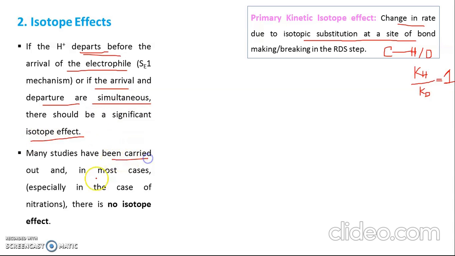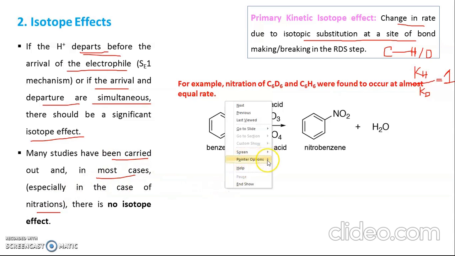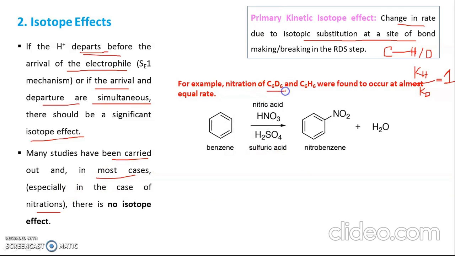But many studies have been carried out. In most cases, especially in the case of nitration, it was found that there is no isotope effect. So it means that KH by KD is 1. If you take, for example, nitration of benzene and nitration of C6D6, the corresponding deuterated version of benzene, both were found to occur at almost equal rate. This is benzene, but if you change all 6 hydrogens to 6 deuterium, the rate is still the same. So that means KH by KD is 1 and there is no isotope effect.